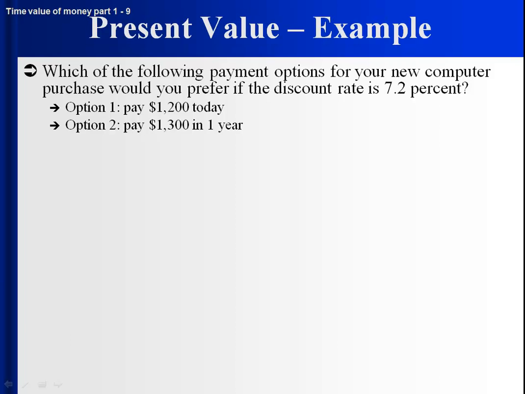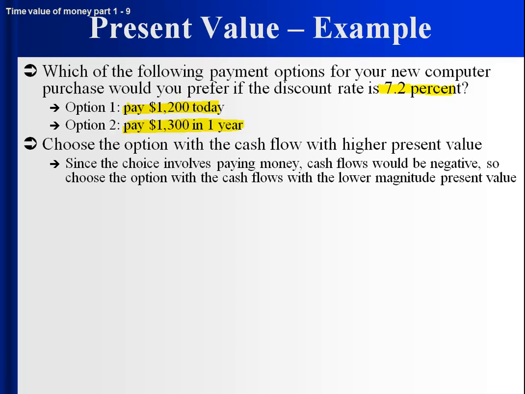So now you just bought a new computer, discount rate 7.2%, but you're given two options. The first, you can just pay $1,200 today. Option two, you can wait a year and pay $1,300. So it's not clear, because option two lets you wait a year, which is a good thing, but it makes you pay $1,300, which is more than $1,200, which is a bad thing. So how do we go ahead and solve this?